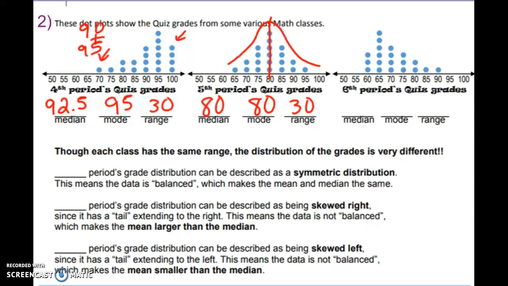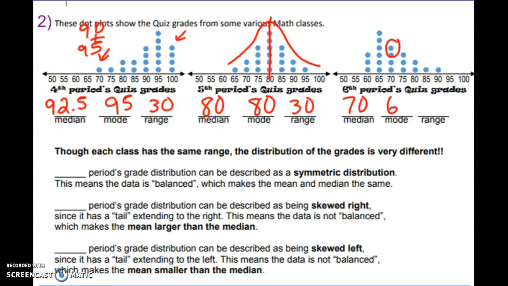So if you miss one of those, go back and correct it. For the 6th period quiz grades, your median, once you crossed out your lowest, highest, next lowest, next highest, you would get these two dots in the middle, and both of them are 70. So when you add those and divide by 2, you should have gotten 70.